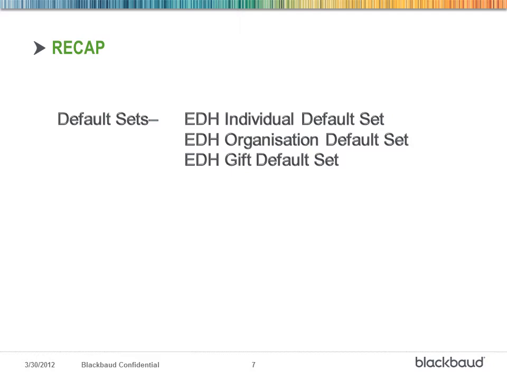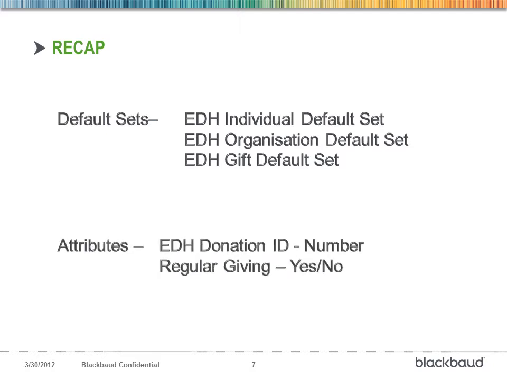So just to recap that configuration, first of all, default sets: EDH individual default set, EDH organization default set, and EDH gift default set are how they have to be worded. And then in the attributes, it's EDH donation ID, which is a number attribute, and then regular giving, which is yes/no. Both are gift attributes.